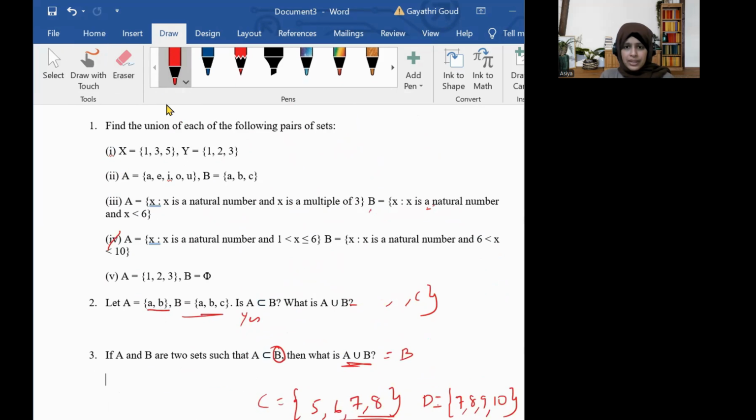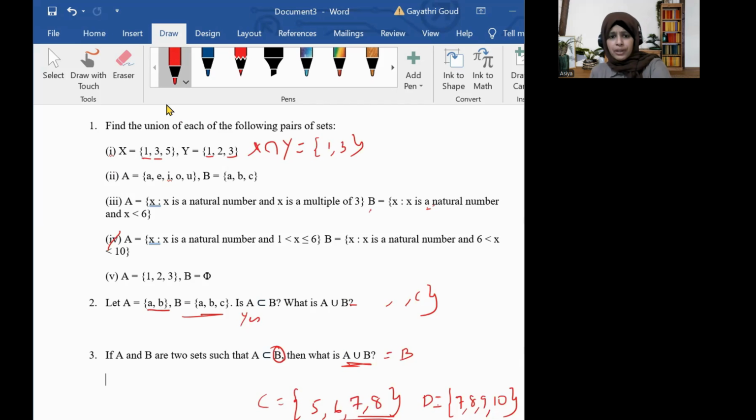The first question reads, X is {1, 3, 5}, Y is {1, 2, 3}. I am supposed to find the intersection. That means I have to only write the elements that are common to both the sets. The elements that are common to both the sets that I could see are 1 and 3. Correct? Now again, I think you can take this as homework. Do it as homework. You just have to do A intersection B.